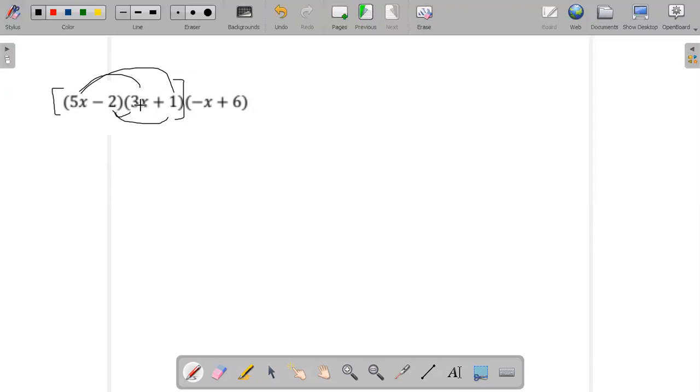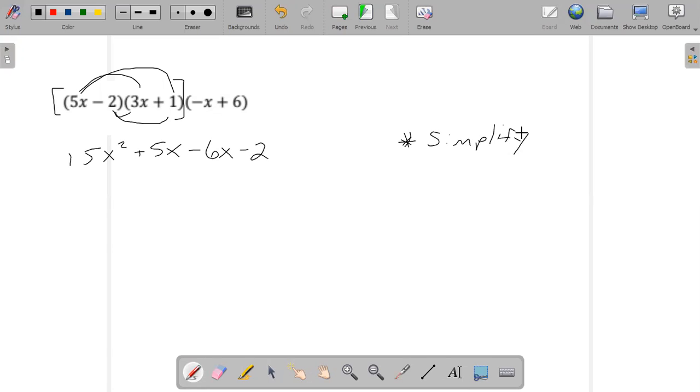So I'm going to do 5x times 3x, which is going to give me 15x squared. 5x times 1, which is going to give me 5x. Negative 2 times 3, which is going to give me negative 6x. And then negative 2 times negative 1, which is going to give me negative 2. Now, big disclaimer here, simplify.